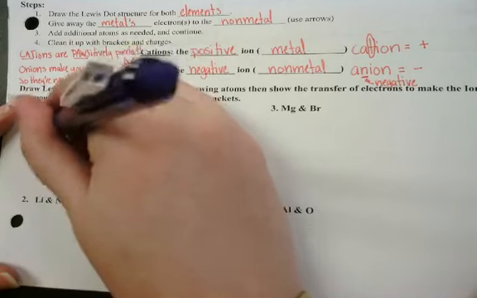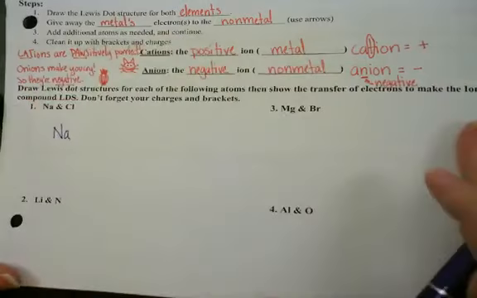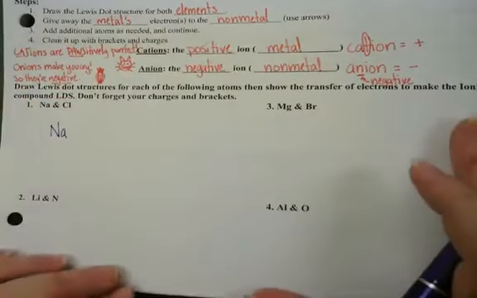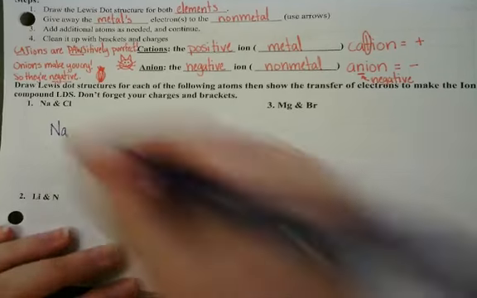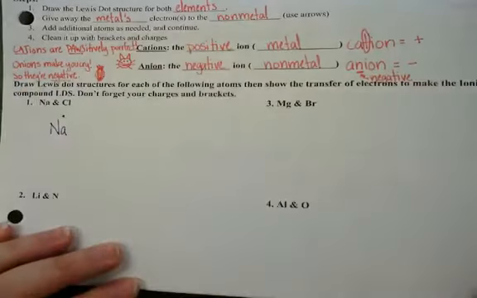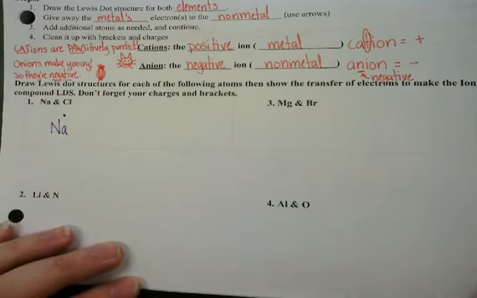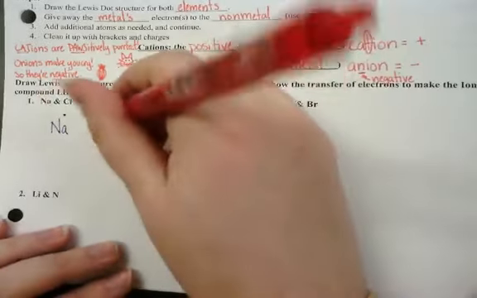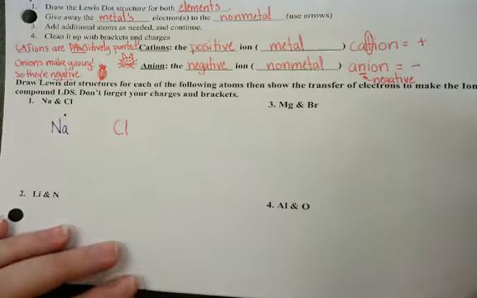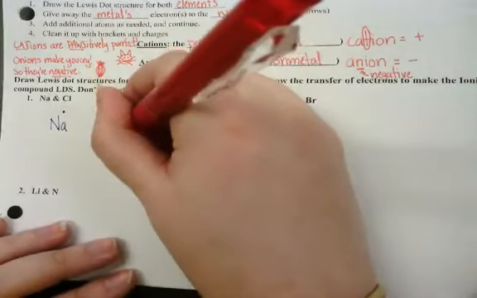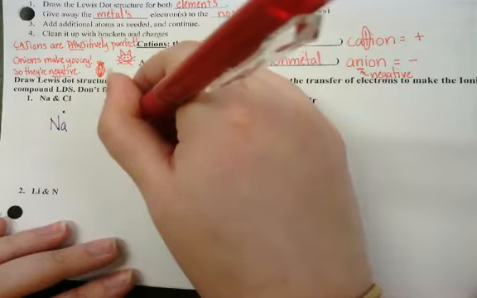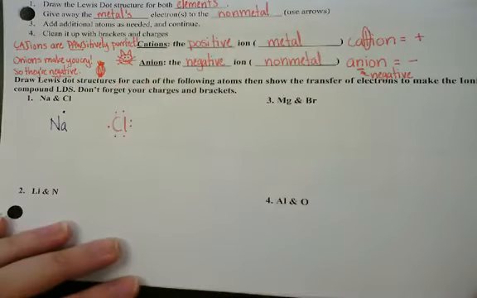So Na, what is the Lewis dot structure for Na going to look like? How many dots? 1. Good. Then we're going to do the same thing for Cl. How many dots is Cl going to have? 7. All right.